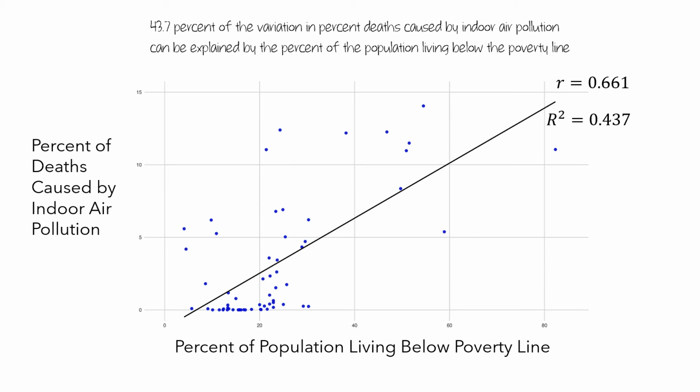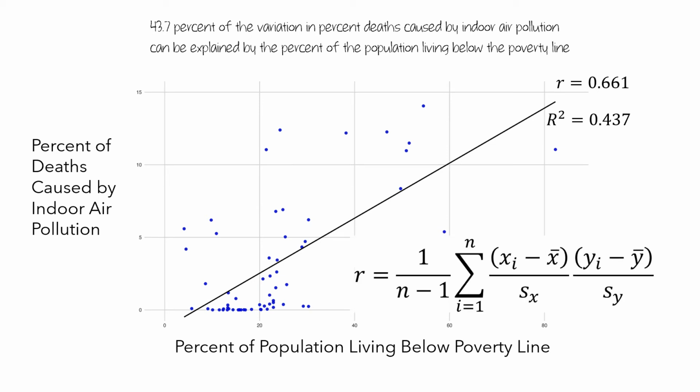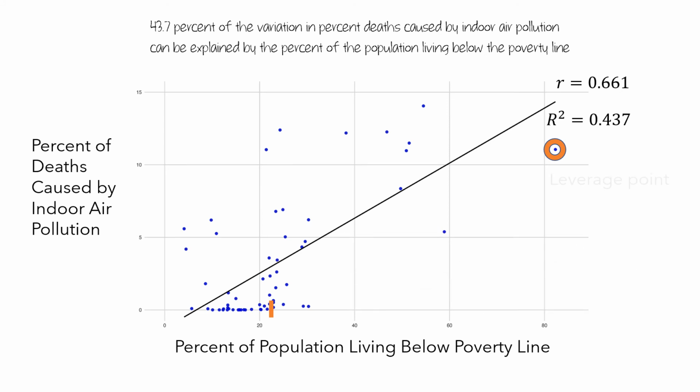Now, there is something we need to be careful about here. If we look back at the formula we used to compute the correlation, part of that formula involved the distance that each point was from the mean of all of the x values. In our data, the mean x value is roughly 23%. So if we have a data point like this one, then it has a much larger impact on r and r squared than the other points. This point is called a leverage point.